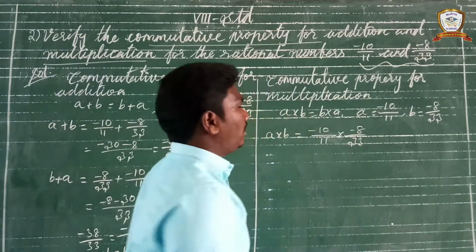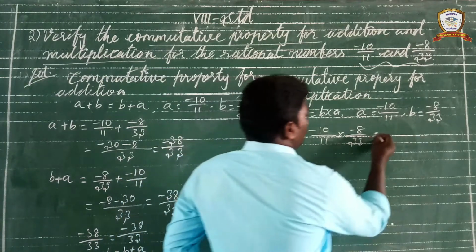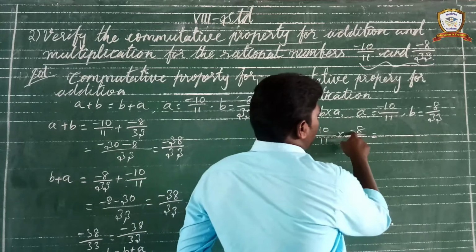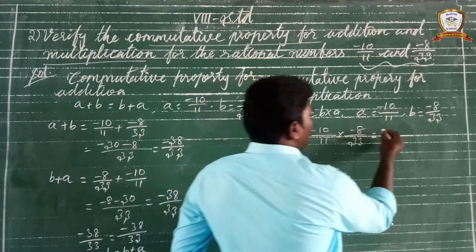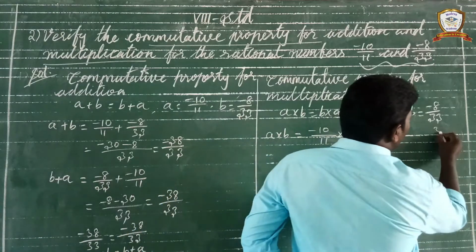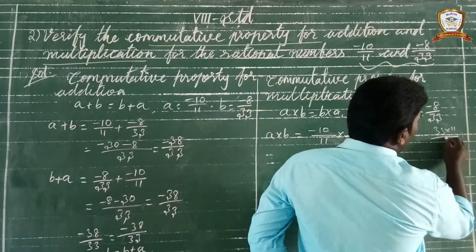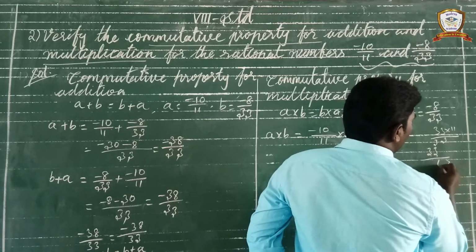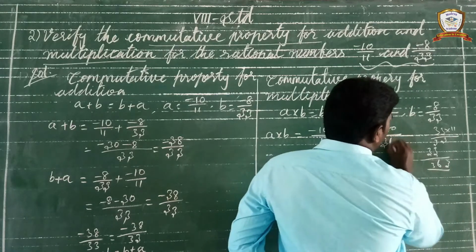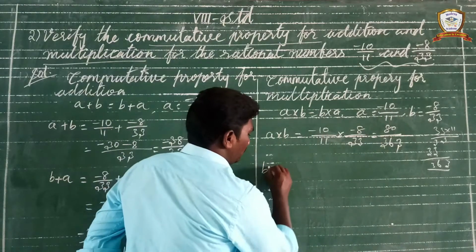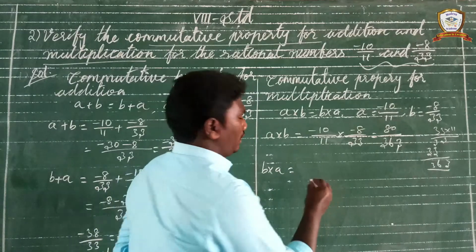Here, are there any cancellations or not? So we want to multiply: minus into minus is plus, 10 into 8 is 80, divided by 11 into 33. You want to multiply 33 into 11. 1 3 is 3, 1 3 is 3, 3 6 3, therefore 363.